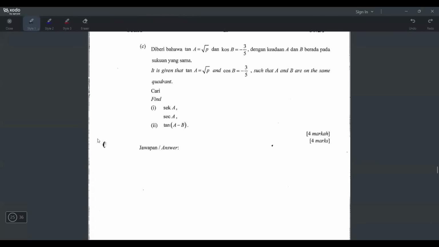Okay, we can continue with question C. So this is also trigonometry. It is given that tangent A is square root P, cos B is -3/5. Okay, this one confirm later we have to draw.